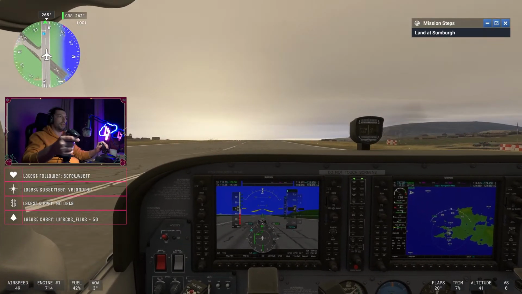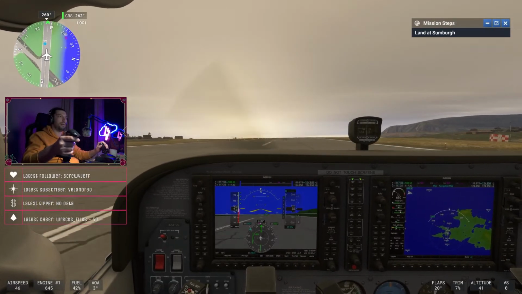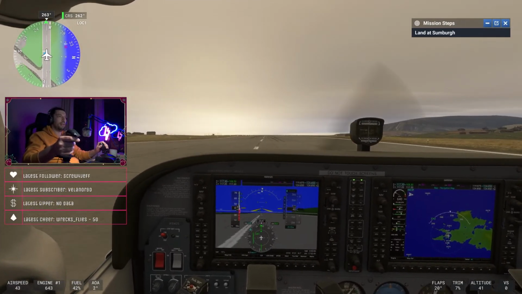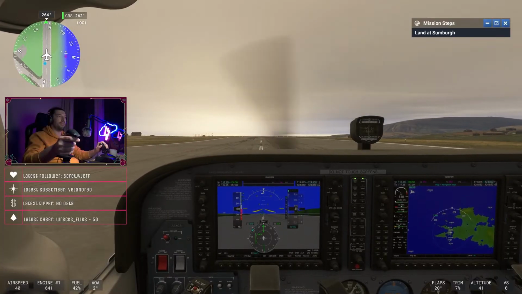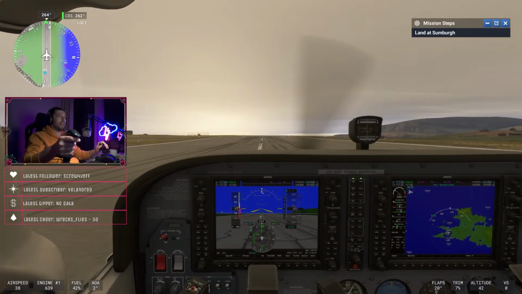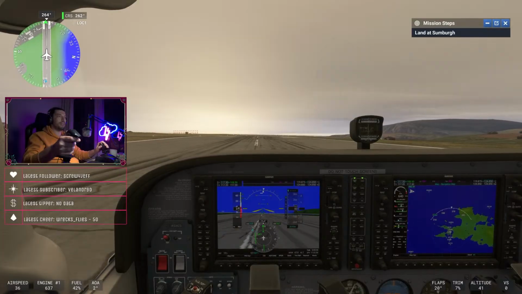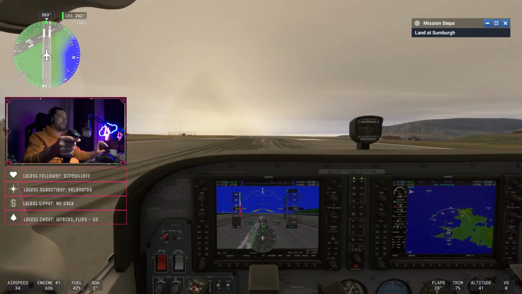Hey, I think that was a good landing. That was not the best, but hey, everybody's safe, I think. Wow, I need new brakes.